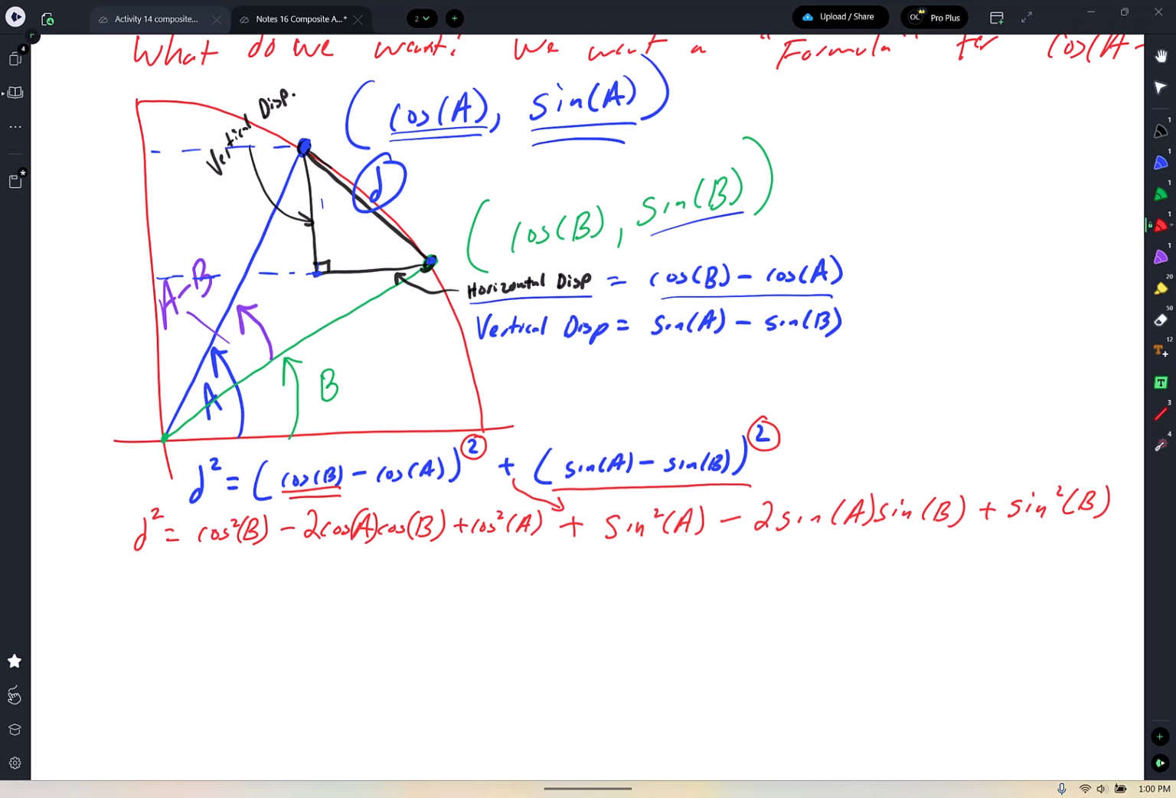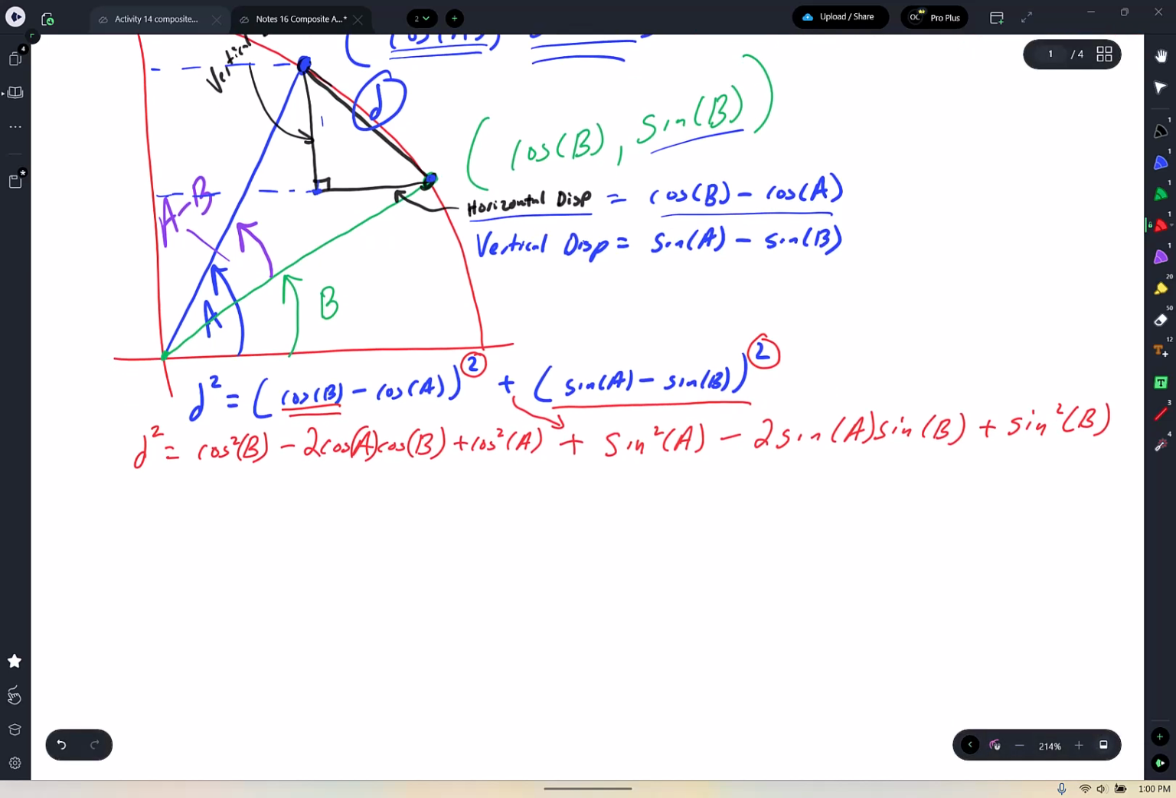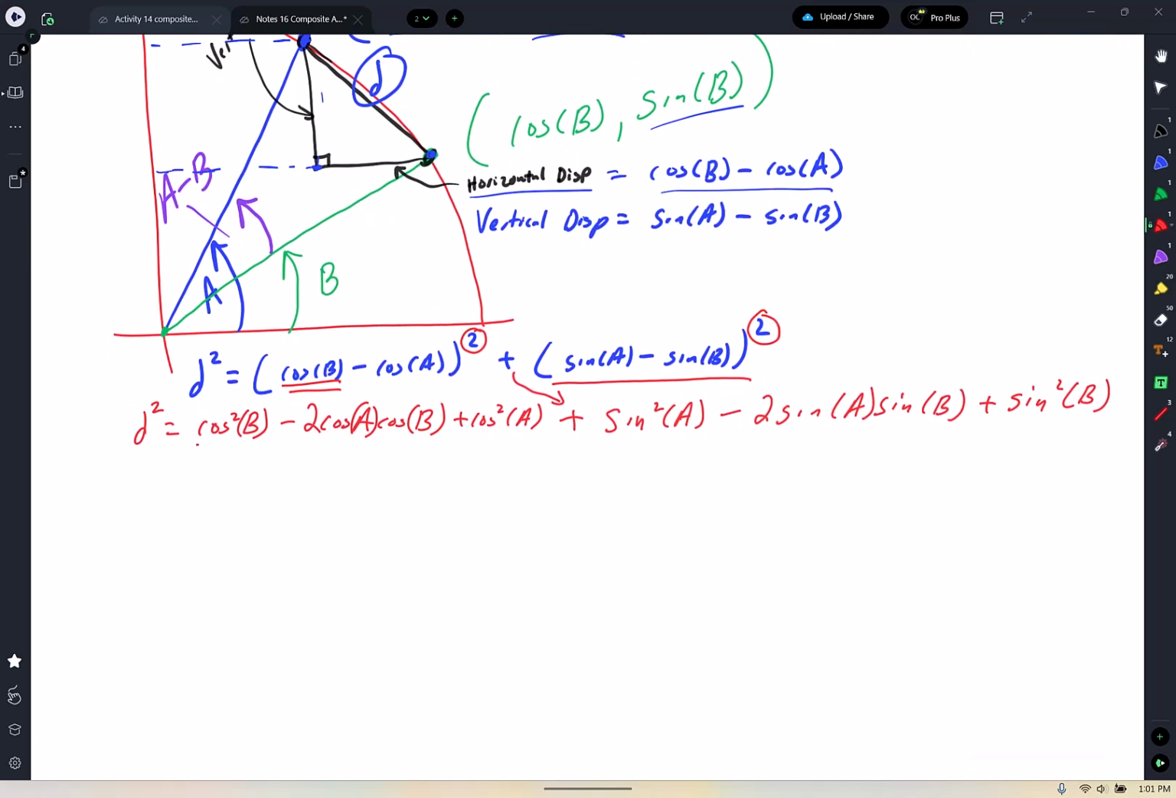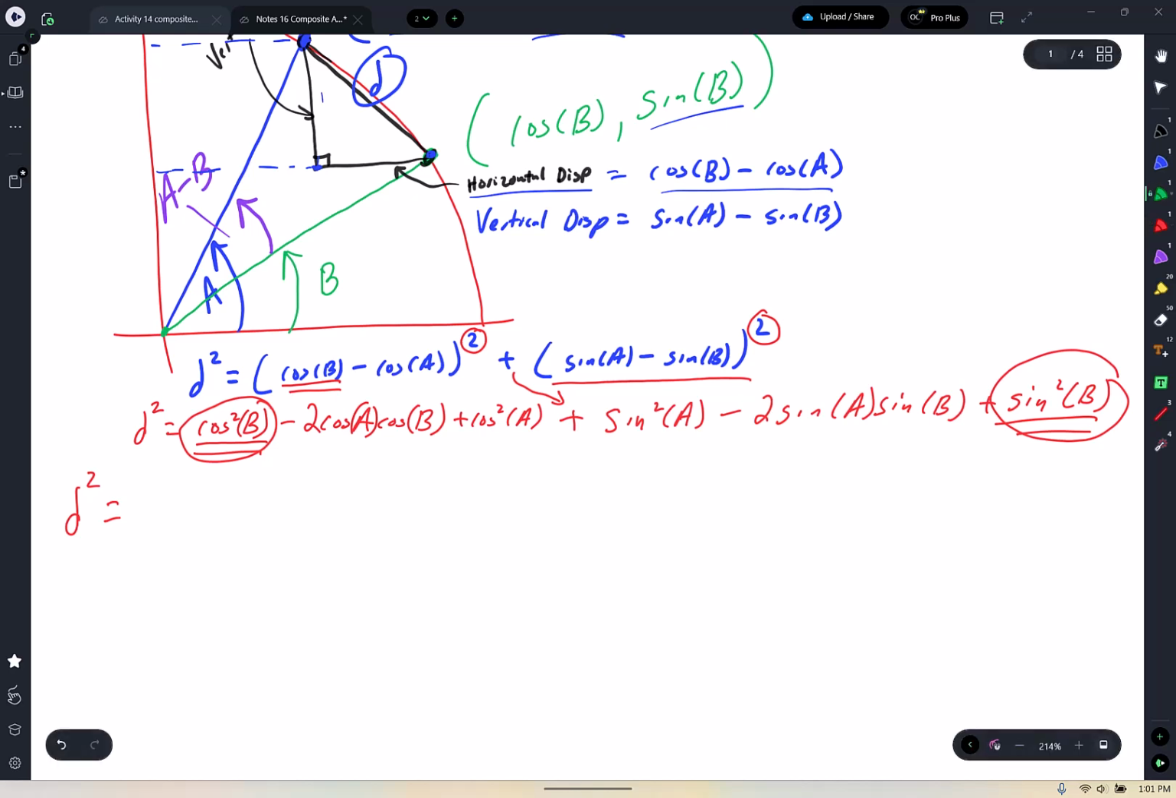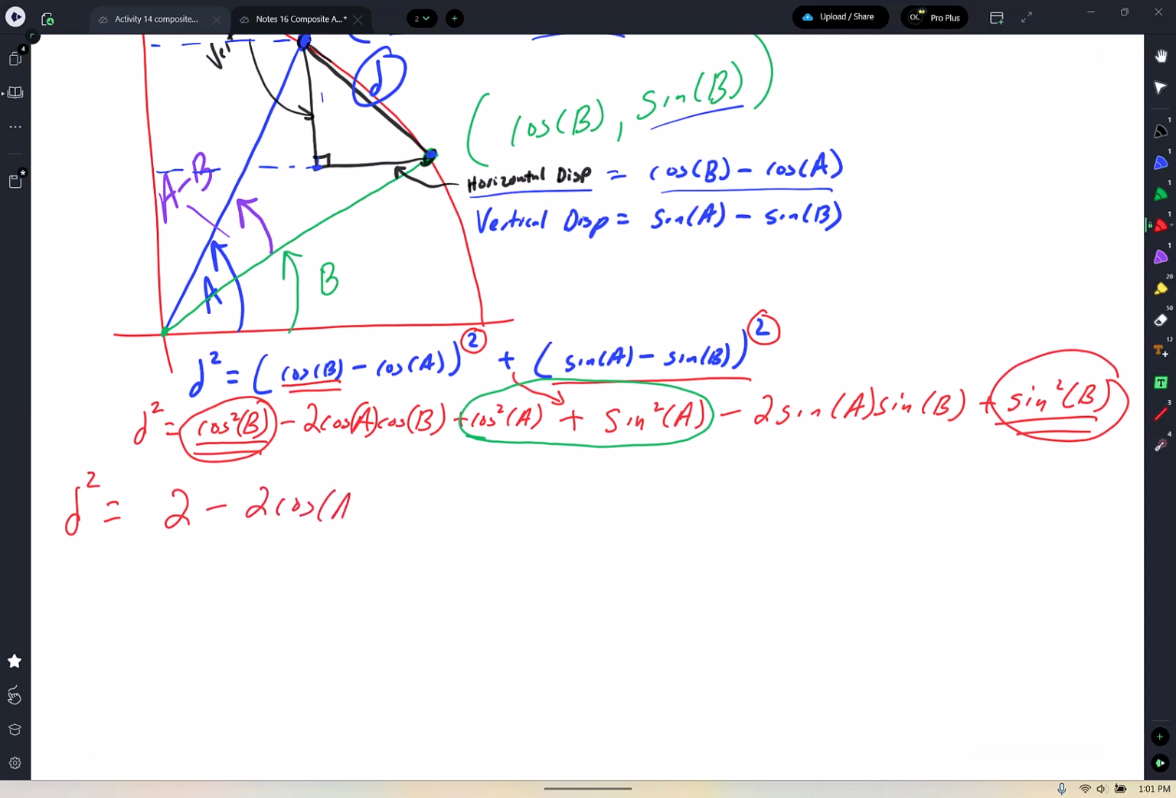Remember, you're doing it right? Okay. All right, check it out, guys. This guy right here, cosine squared B plus sine squared B. They have the same argument. What do we say about cosine squared plus sine squared if it's the same argument? 1. That's the Pythagorean identity. So I'm going to write D squared equals, and then look right here in the middle. I'm going to change the color so you guys can see it easily. Look at that one. Cosine squared A plus sine squared A. It has the same argument. That's also another 1. So what's 1 plus 1? So I'm going to have 2 minus 2 cosine A cosine B minus 2 sine A sine B.